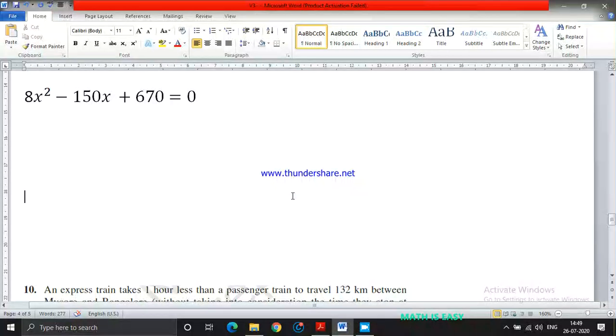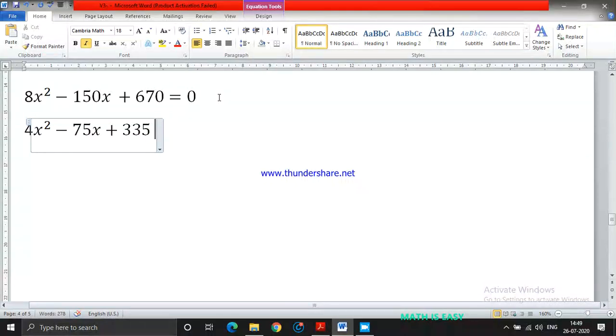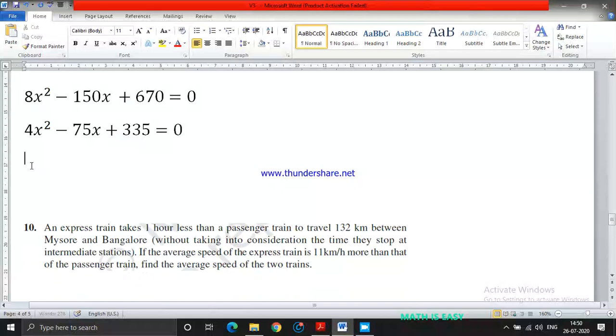I think 2 will divide everywhere. So you will get 4x square minus 75x plus 335 is equal to 0. So what you have to do is 4 into 335, that is 1340. So you have to find the factors of 1340 whose sum will come as minus 75. So work on it and get the value of x.